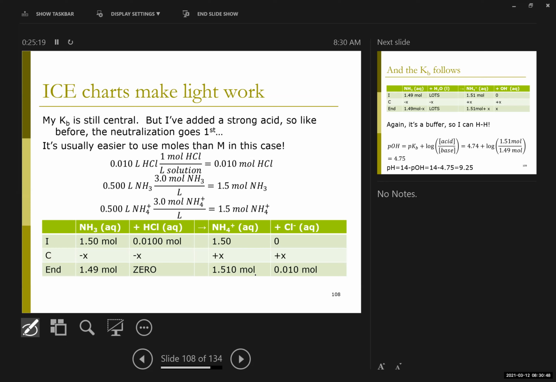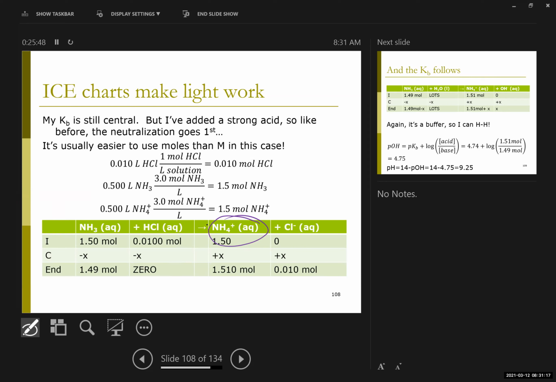Right. It is very much like our previous problem, except in the previous problem, I did not start with any of the conjugate. I only had ammonia and HCl. In this case, I also have ammonium. That doesn't really change anything. It's still a limiting reactant problem. HCl is still the limiting reactant.